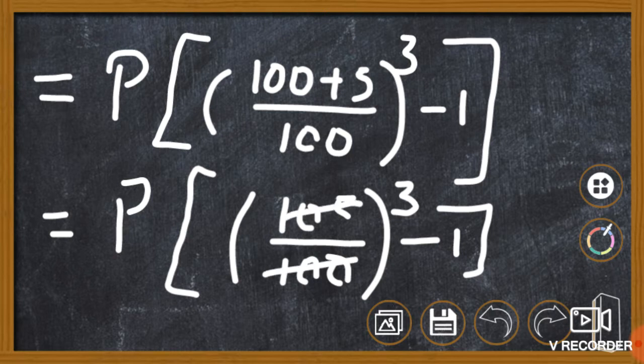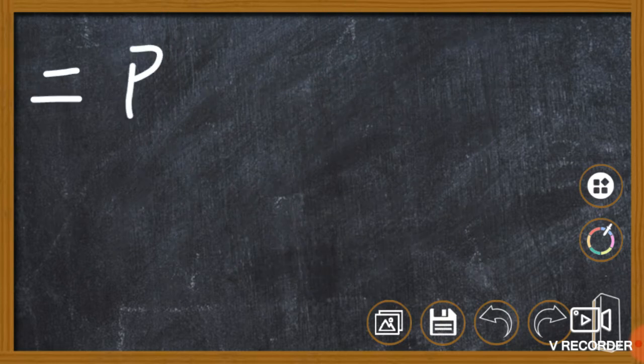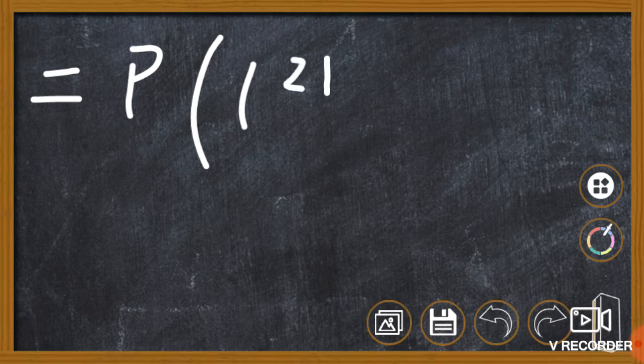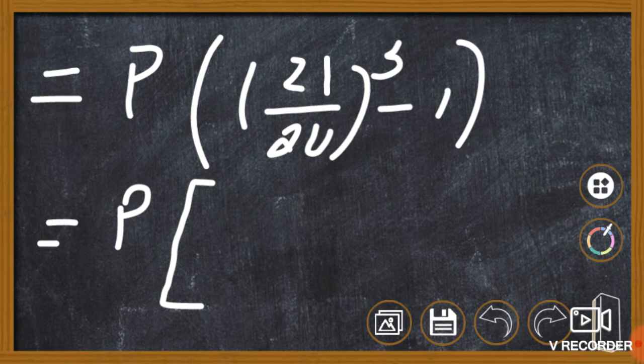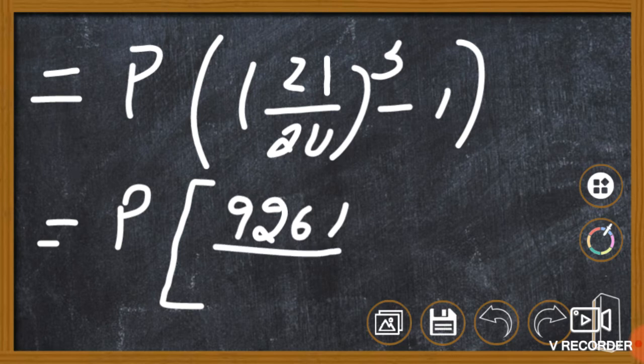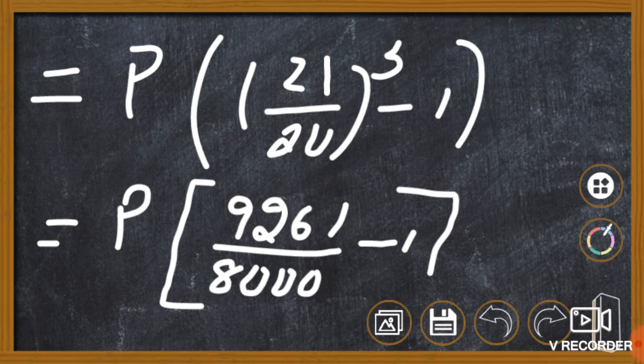105 by 100 can be simplified as 21 by 20. So in the next step, calculate the cube of 21 by 20, whole cube minus 1. The product 21 into 21 into 21 will be equal to 9,261. 20 into 20 into 20 will be equal to 8,000, minus 1. Take the LCM.